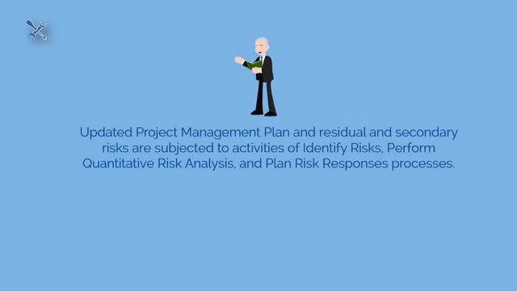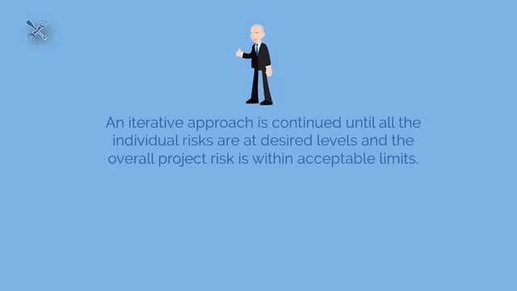The updated project management plan and residual and secondary risks are subjected to the activities of the identify risks, perform quantitative risk analysis, and plan risk responses processes. An iterative approach is continued until all the individual risks are at desired levels and the overall project risk is within acceptable limits. Let's move on to the action planning technique.